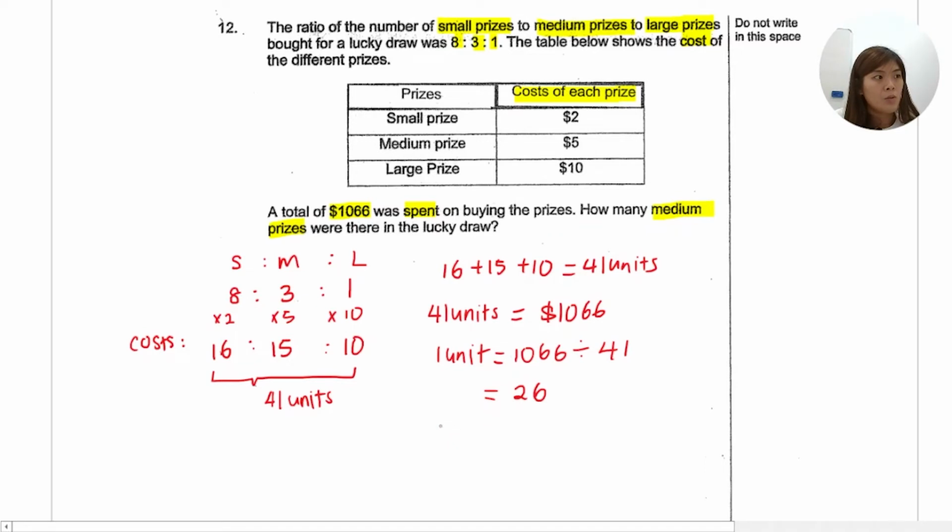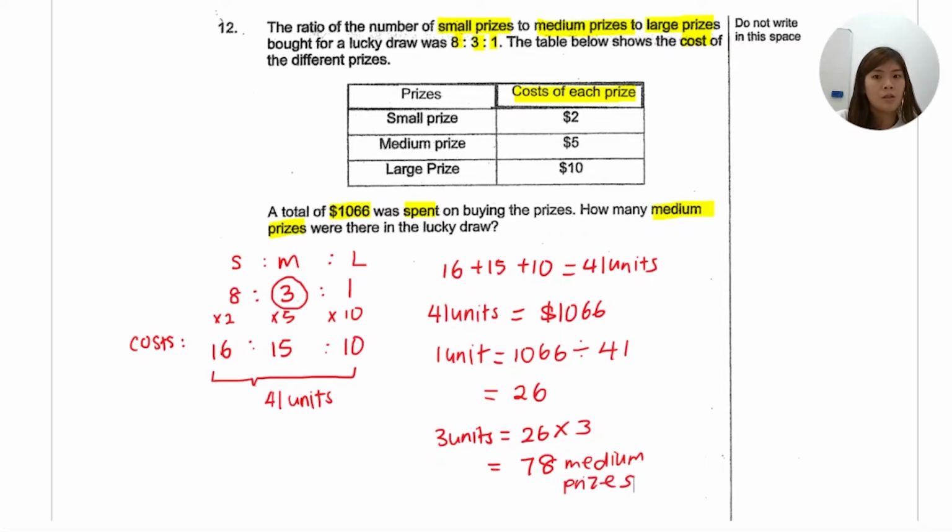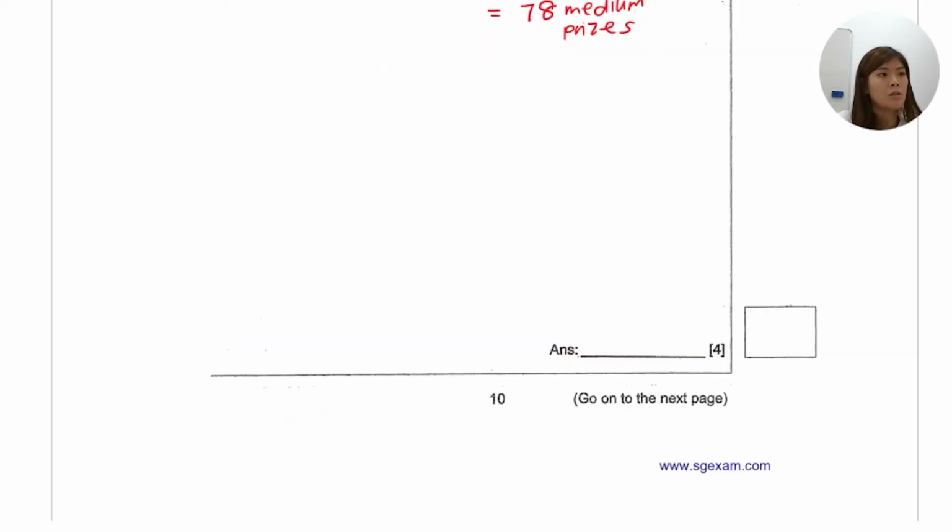Okay, so medium you have 3 units. Okay, so you take 3 units equals to 26 times 3 equals to 78. So in total there were 78 medium prizes. Okay, so here would be 78.